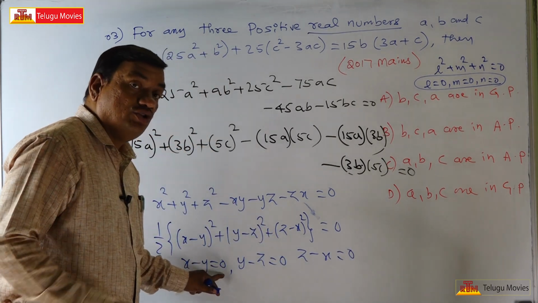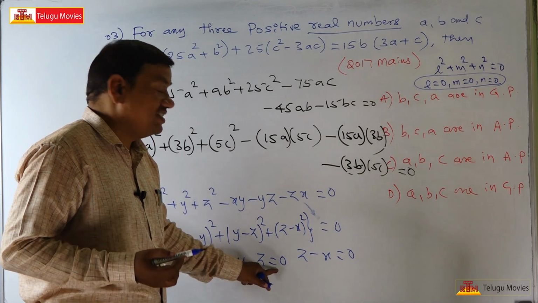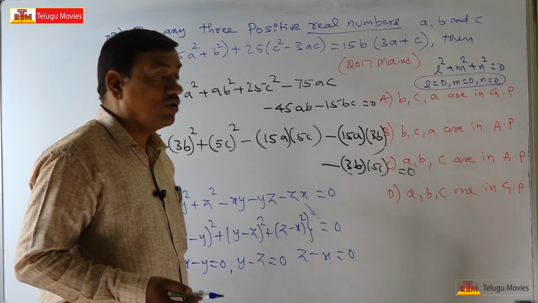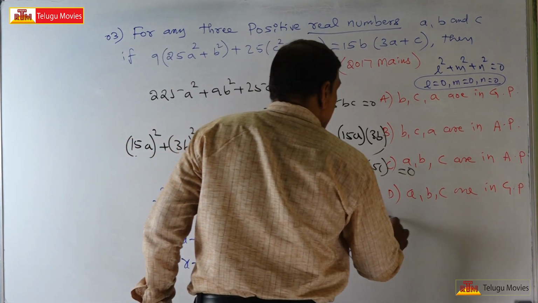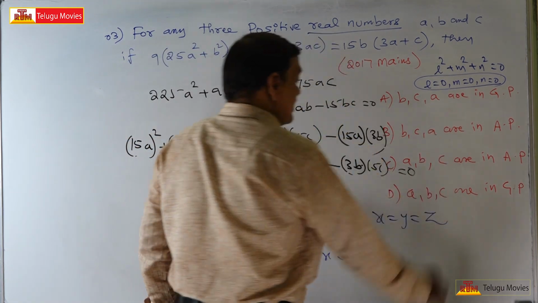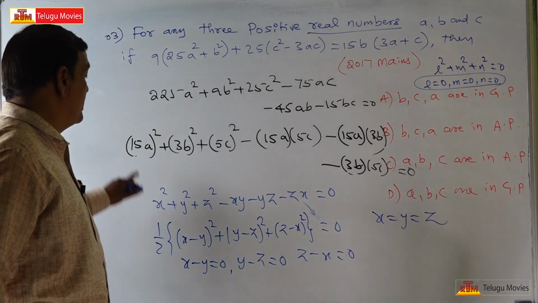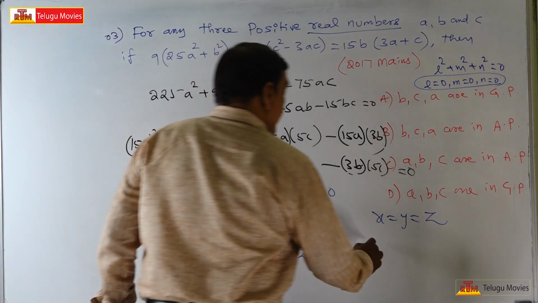x minus y is equal to 0 means what? x is equal to y. y minus z is equal to 0, y is equal to z. z minus x is equal to 0 means z is equal to x. Therefore x is equal to y is equal to z. Okay, now x is equal to y is equal to z means what?